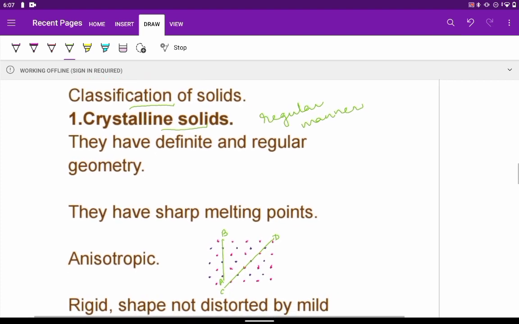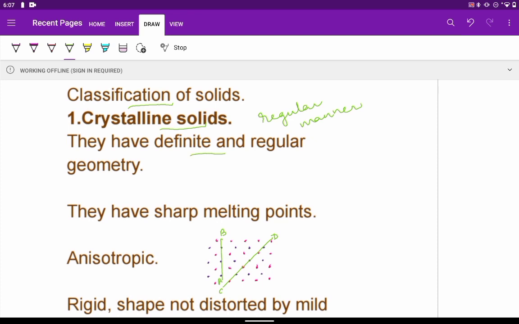The crystalline solids have a definite and regular geometry because, as I just told you, the constituents are arranged in a regular manner. They have very sharp melting points. This also arises from the fact that there is an orderly arrangement and this extends over a large distance. They have a long range order. We can say crystalline solids have a long range order.